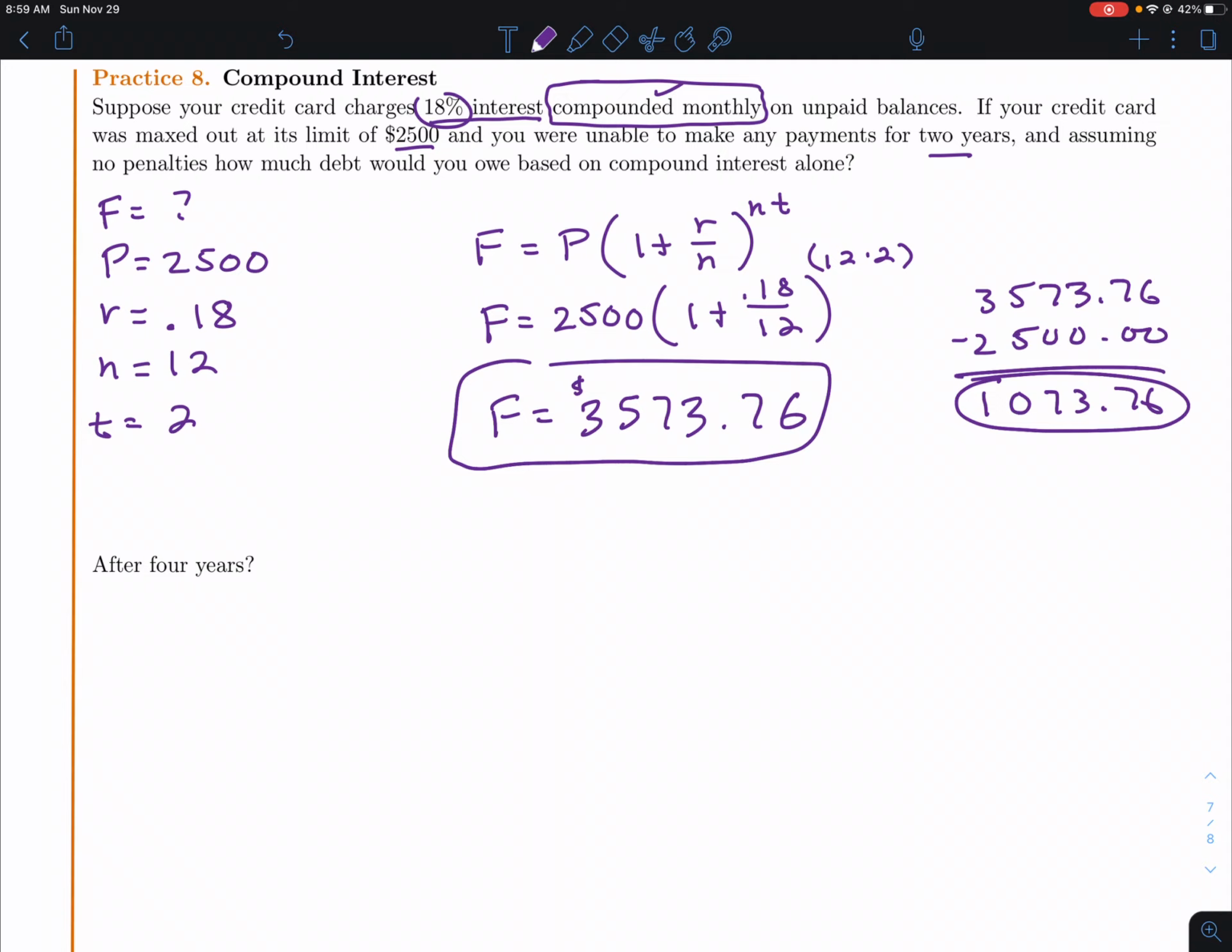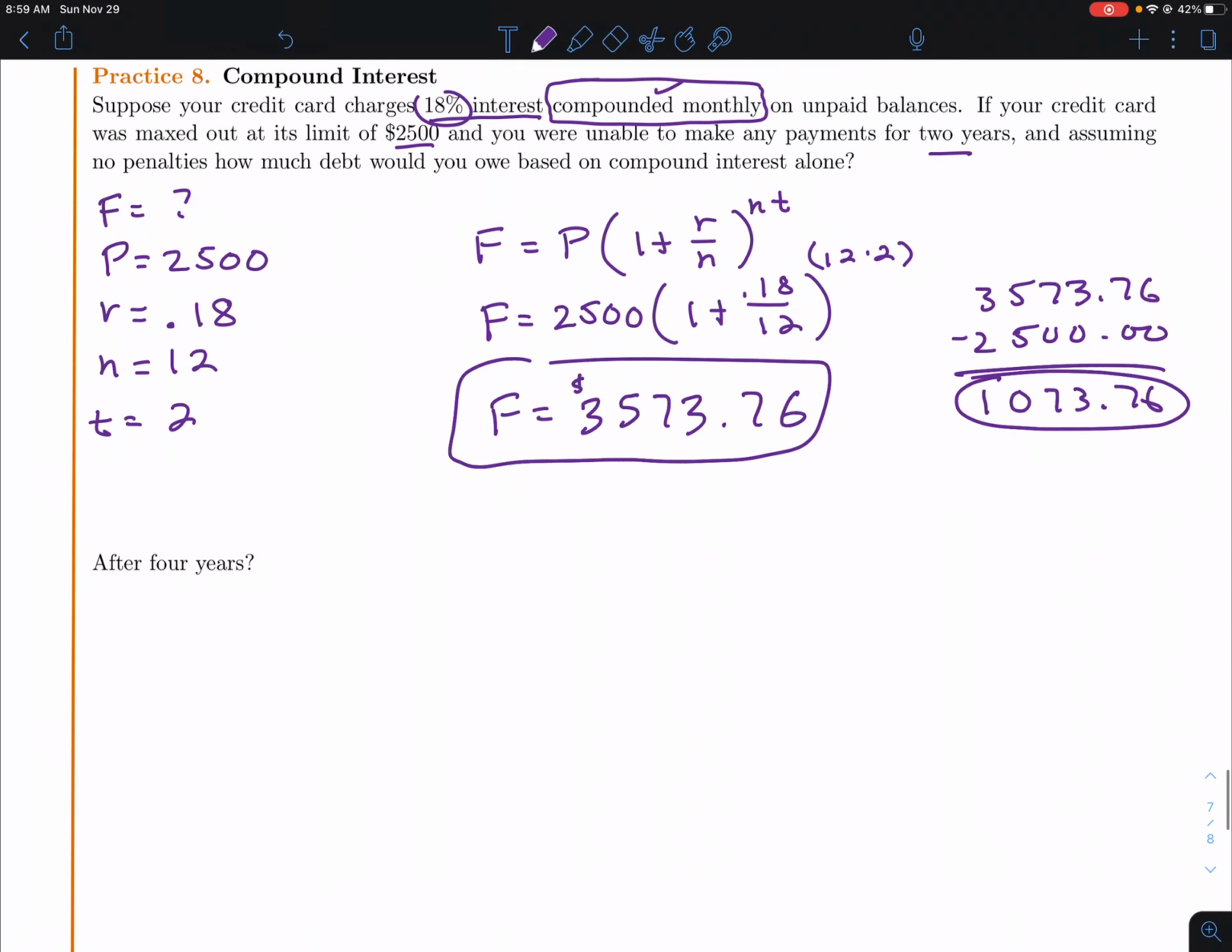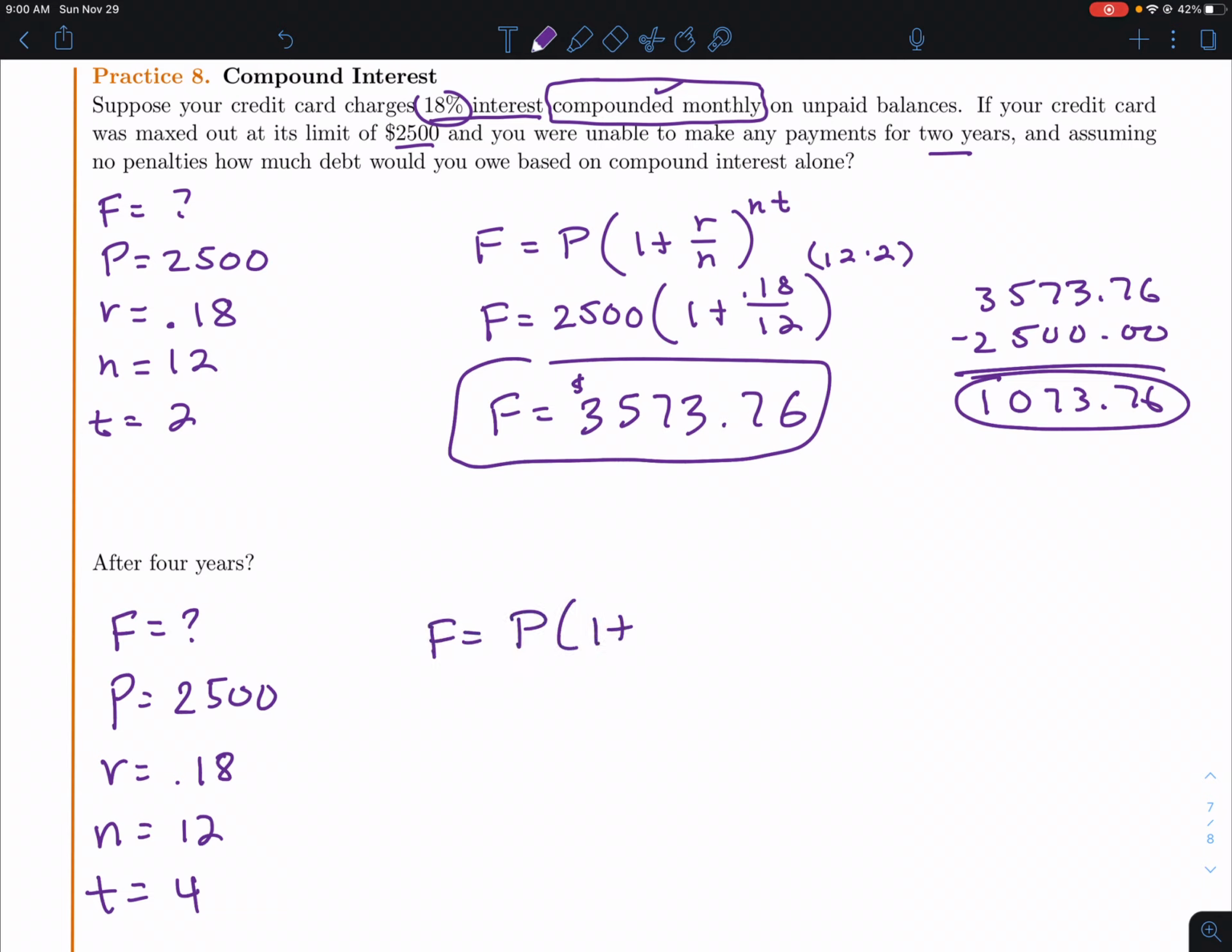All right, so what if we do the same thing, but now we want to do it for 4 years. Again, everything's exactly the same, except our time is now going to be 4. So again, just writing the formula down, make sure we start to memorize it. So 1 plus 0.18 divided by 12, all raised to the 12 times 4.